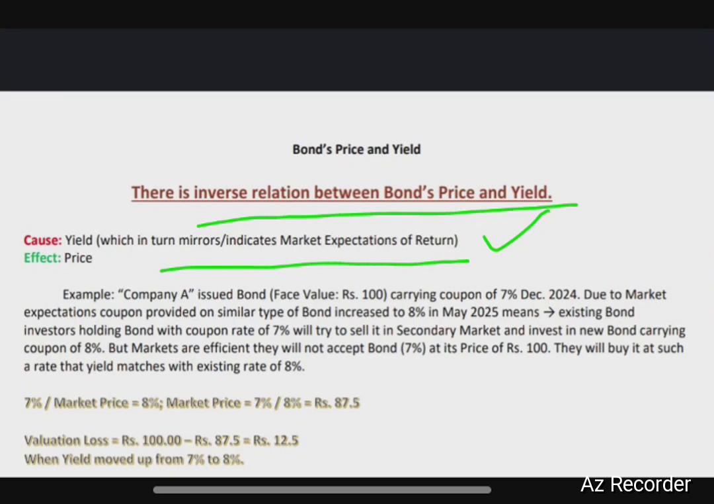And now let me explain this with an example. Say for example, company A issued a bond with face value of 100 carrying a coupon rate of 7% in December 2024. Due to market expectation, coupon provided on similar type of bond increased to 8% in May 2025.